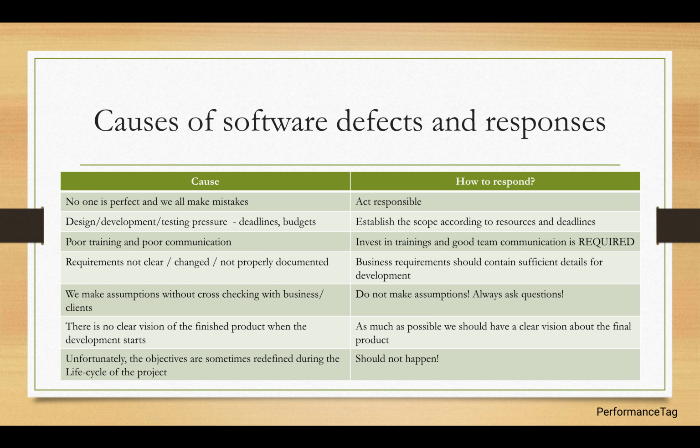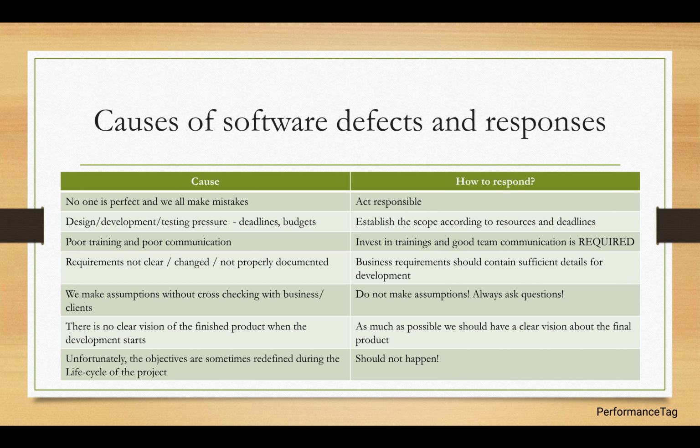We all know that poor training causes issues in implementation. If we don't invest in human resources and learning, or if we don't care about team communication, then we can have serious problems. So, we need to invest in training people and good communication.